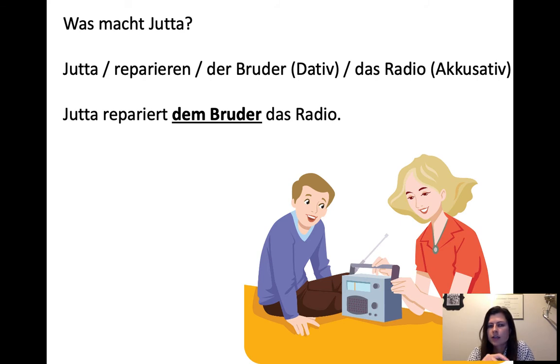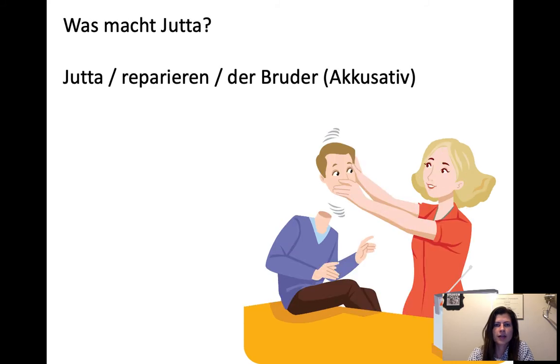If you did exactly like that in English, it might sound a little odd: Jutta repairs the brother the radio. It doesn't work quite so well in English, but it does work in German. So you would have to translate it as Jutta repairs the radio for the brother. But what if the brother is directly being repaired instead of indirectly receiving that action?